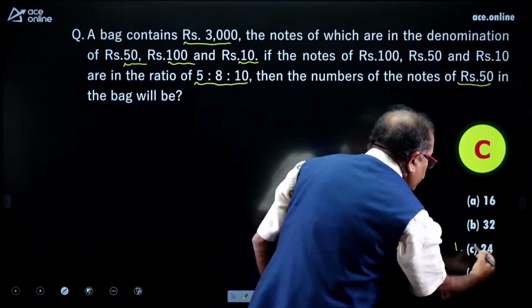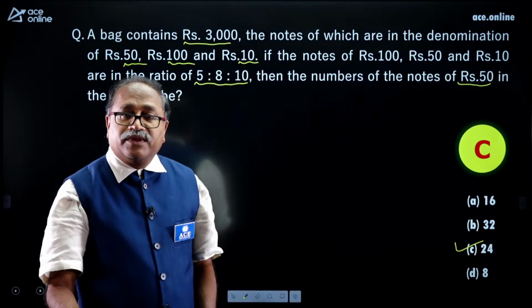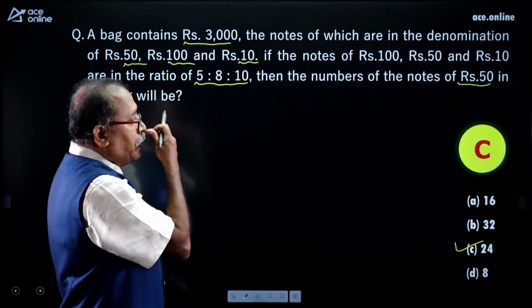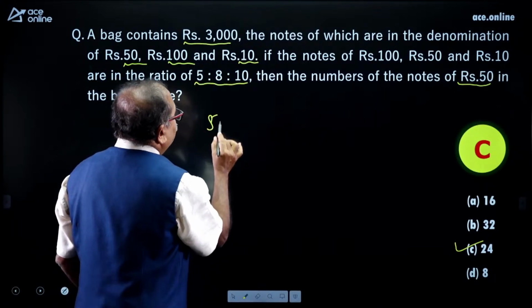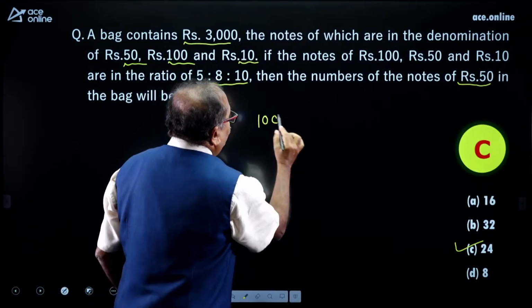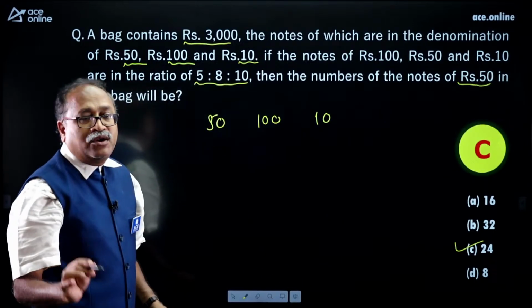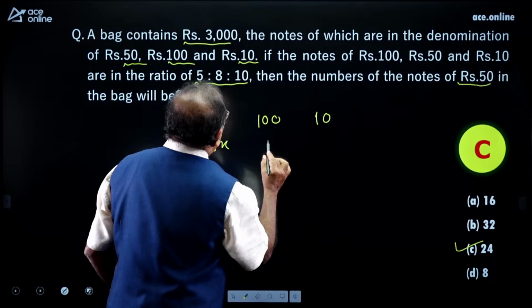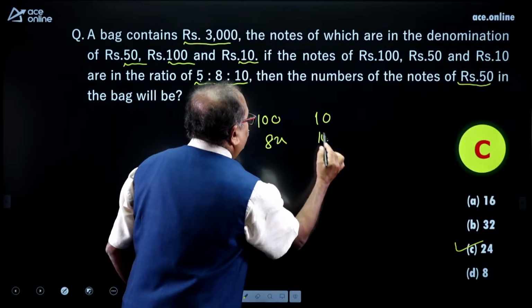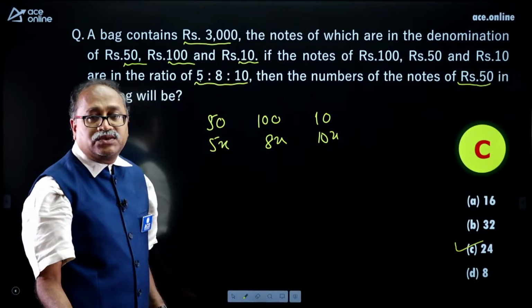So, if you got the answer, option C, which is 24, that's right, my dear friends. So how am I going to do it? That is a very common question, these types of questions. This is not new for ratio and proportion. These are the denominations, and their numbers are in the ratio of 5x, 8x and 10x. This is how we answer this question.